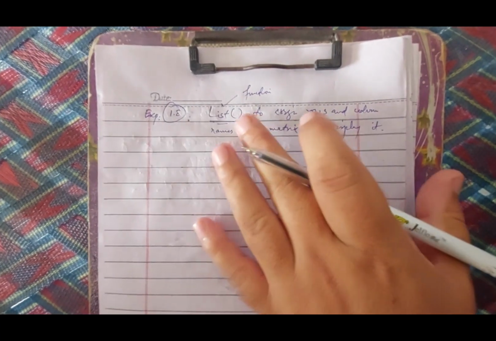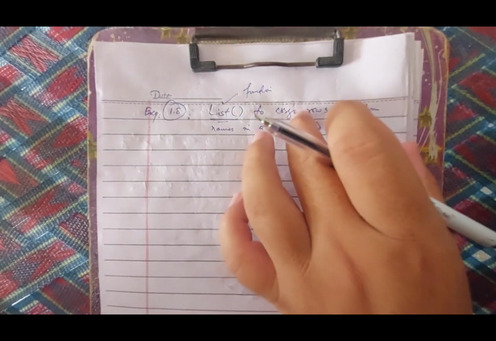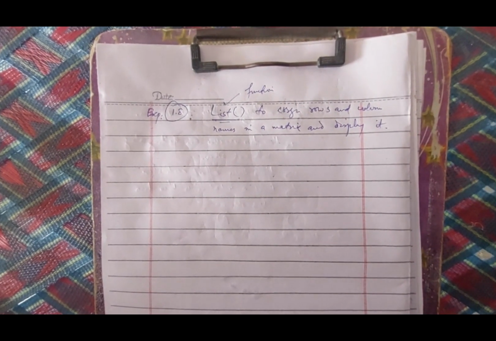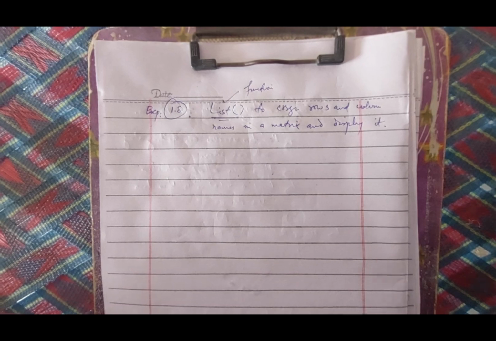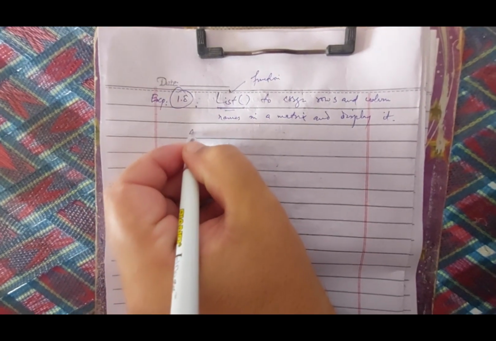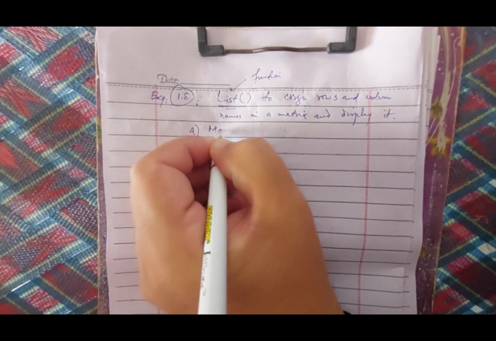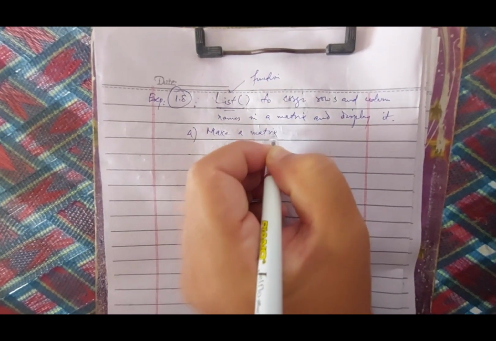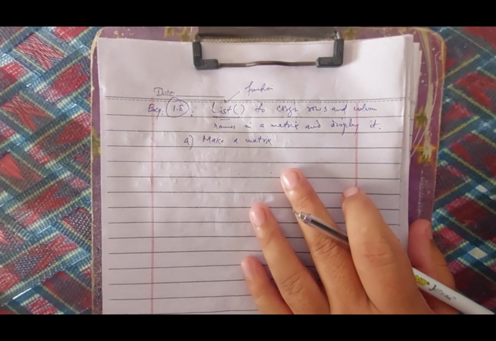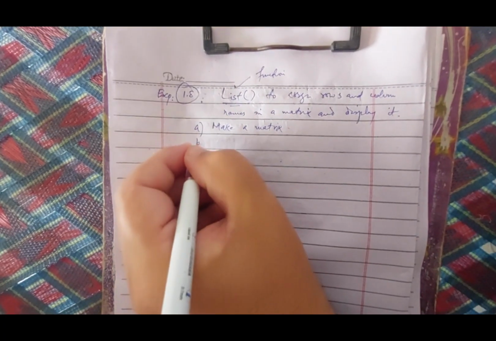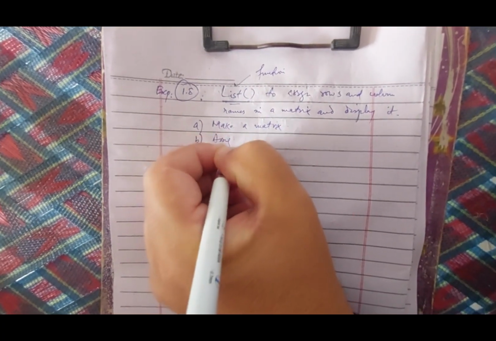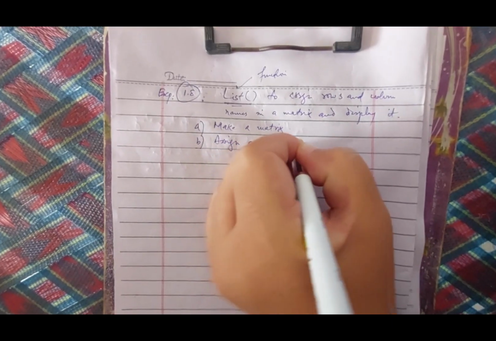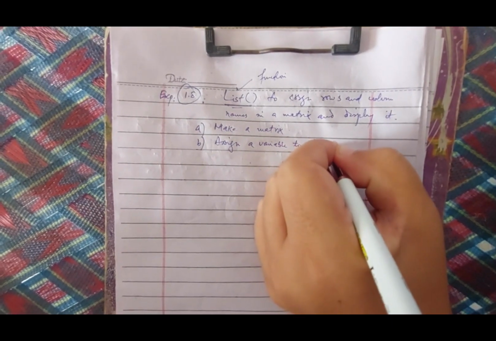Okay, so in order to assign row and column names, first you have to make a matrix. So the very first point that we will do is to make a matrix. B is to assign a variable to this matrix.